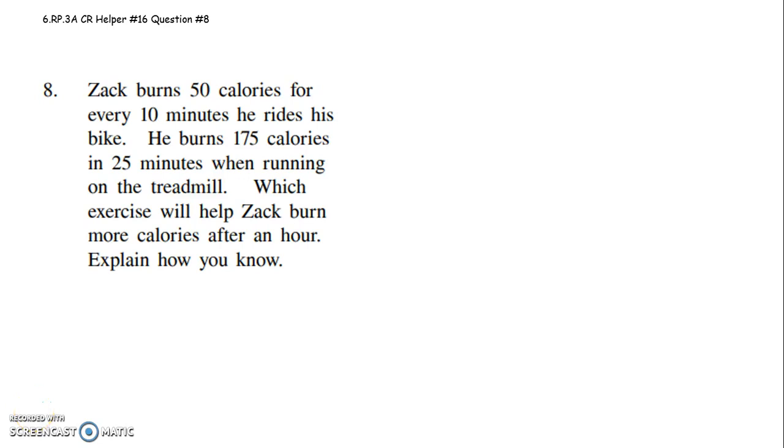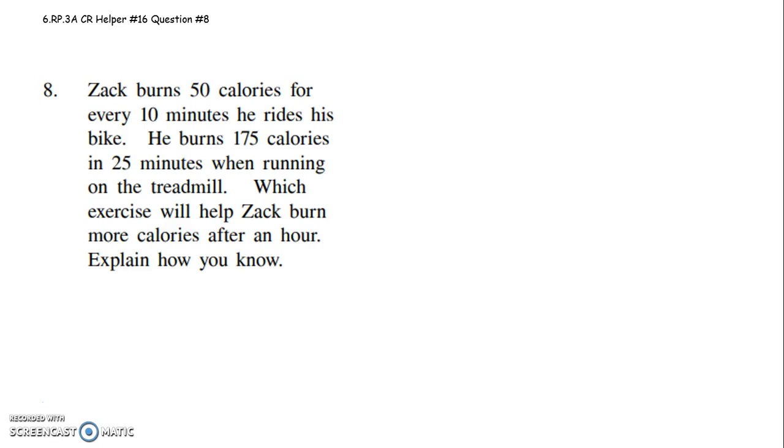All right, sixth graders, this is to help you with question 8 on CR 16. It says Zach burns 50 calories for every 10 minutes he rides his bike. He burns 175 calories in 25 minutes when running on the treadmill. Which exercise will help Zach burn more calories after an hour?